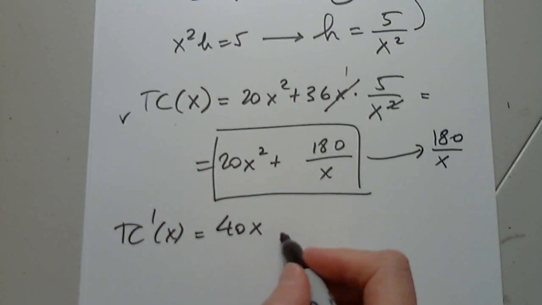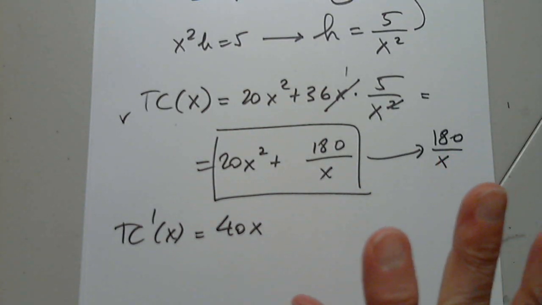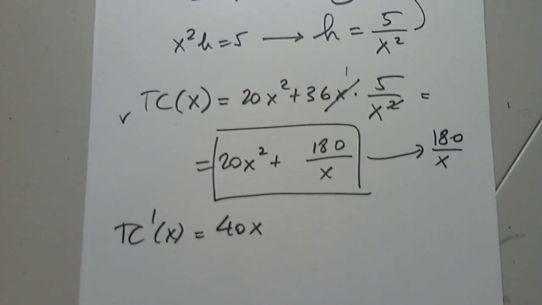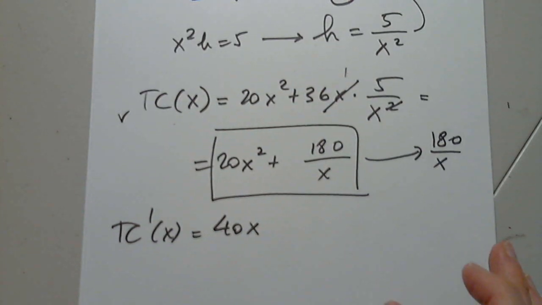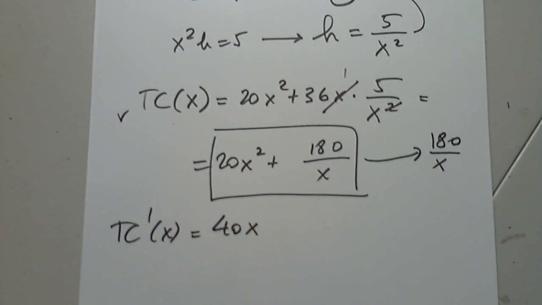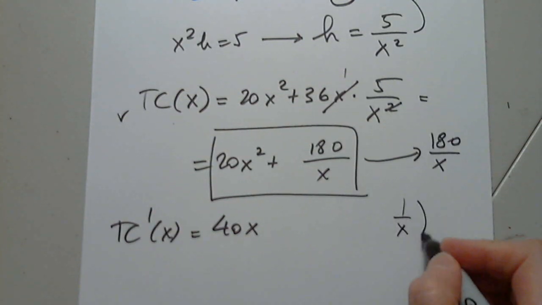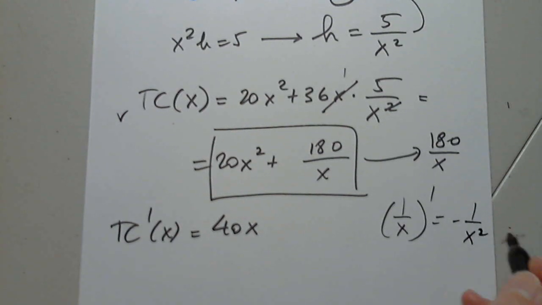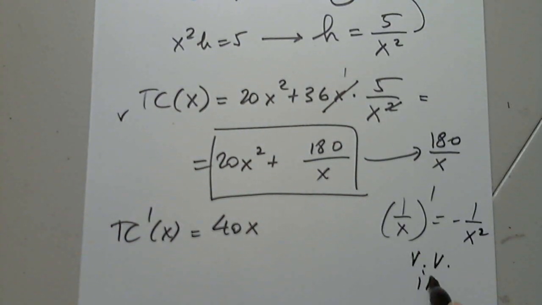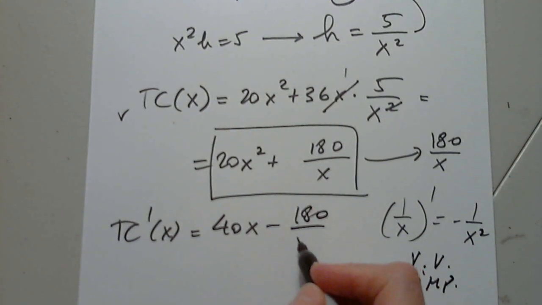Oh, you can bring x to the top, like x to the power of negative 1. We discussed that. Yes, you can do that. Acceptable, 100% credit. But we have the shortcut that we discussed over and over. This is very important because I need it for the next chapter, please. We have the formula: 1 over x prime equals negative 1 over x squared. Please, this is very, very important. Minus 180 over x squared.